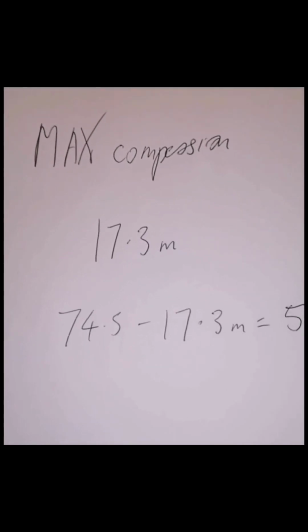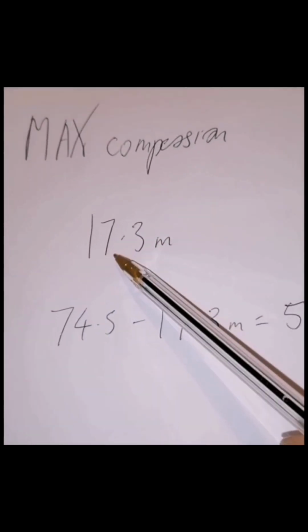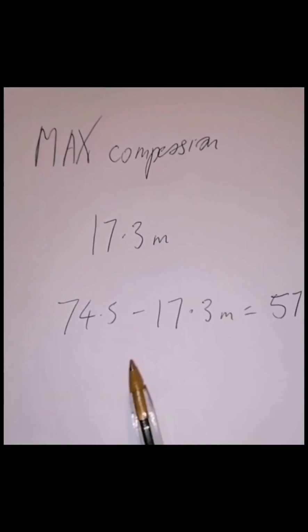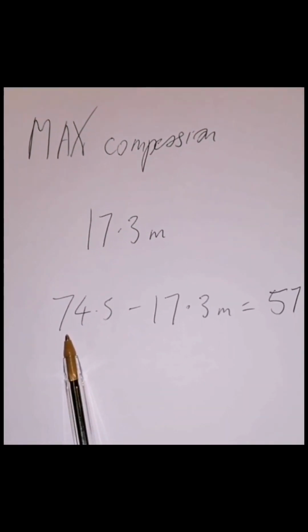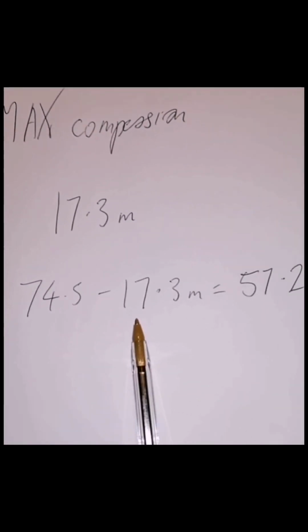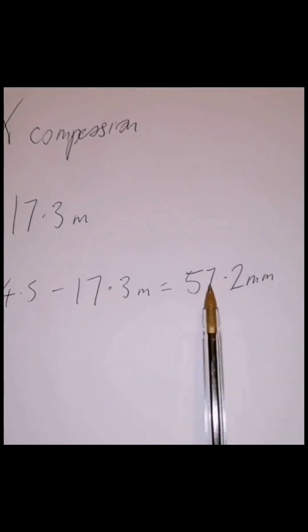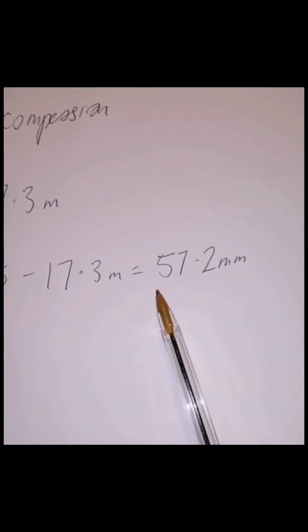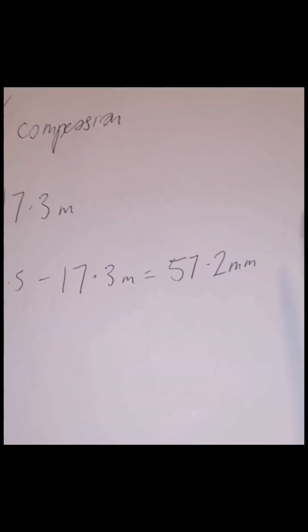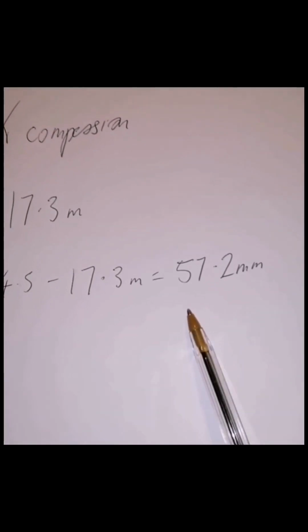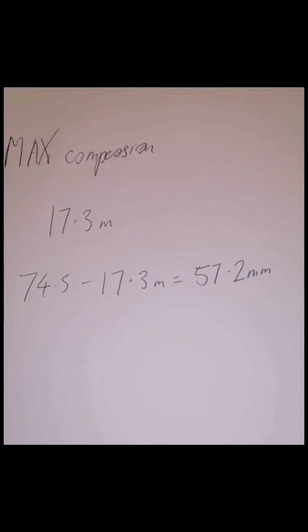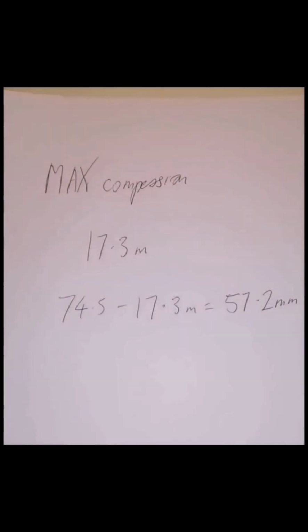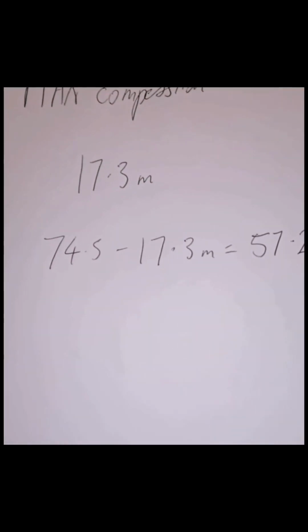The maximum compression, when we measured that, we had 17.3 millimeters left. So uncompressed length is 74.5 minus the 17.3, and that gives us a range of 57.2 millimeters. So anywhere from 0 to 57.2 before the spring is bottoming out. So that's a healthy range.